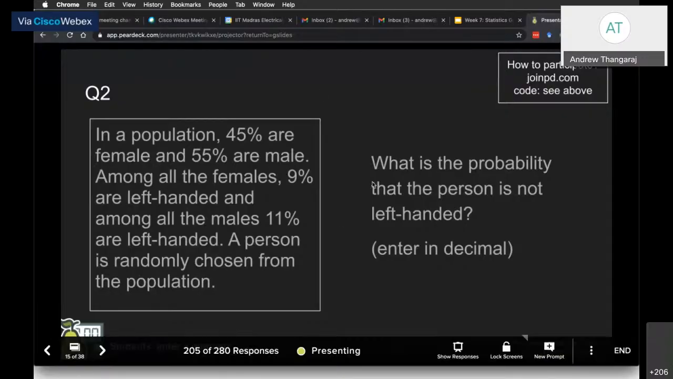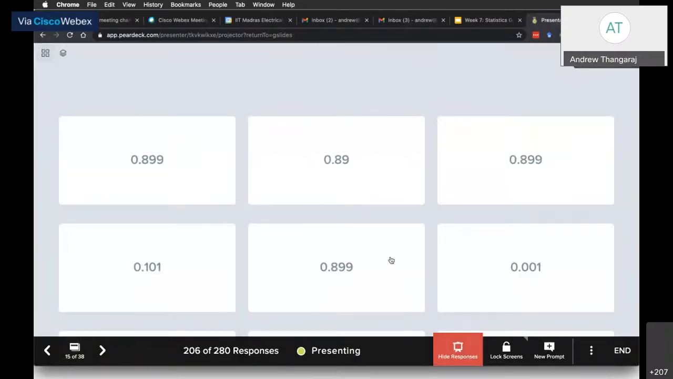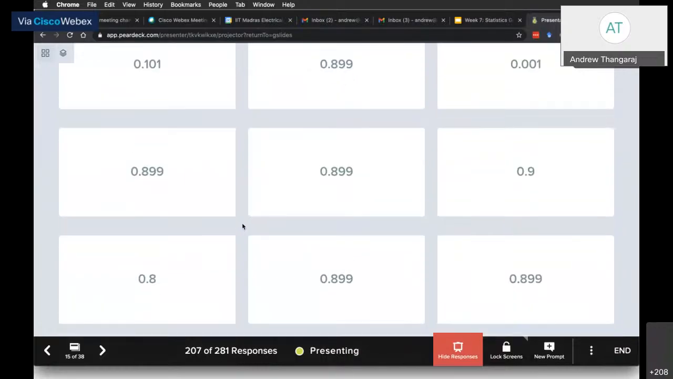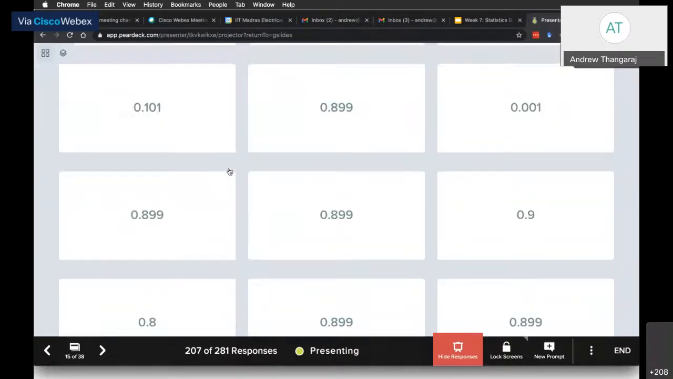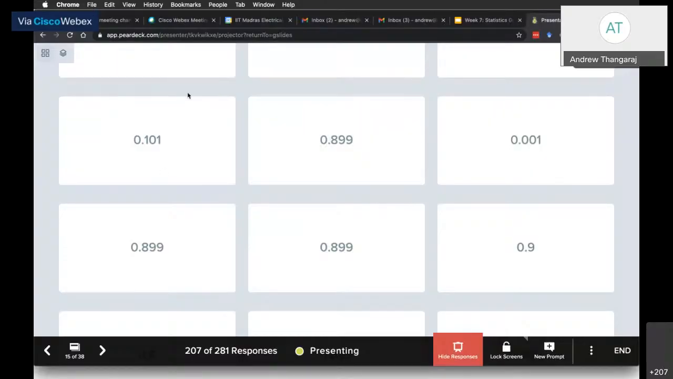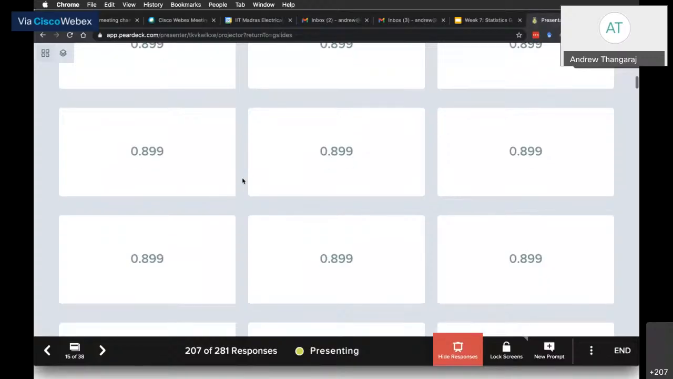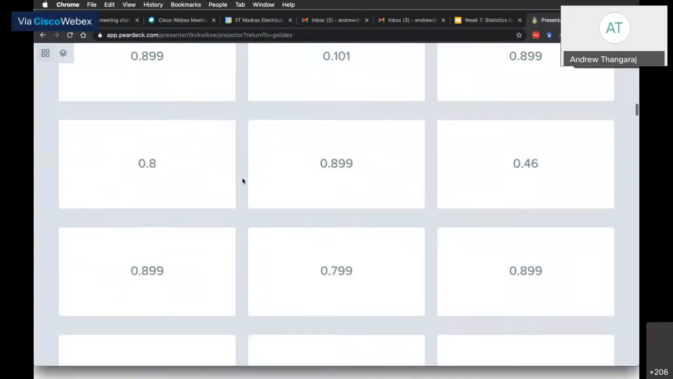Okay, so I'm going to show responses. Let's see what the popular answers are. At this point, 0.899 and 0.101, I can see where the confusion is coming from. One of them is 1 minus the other, right? So instead of answering for not left-handed, some people answered left-handed. So not left-handed, I think, is 0.899. The probability of left-handed is 0.101. So this 1 minus confusion is always likely to happen. But 0.899 seems to be a very popular answer.